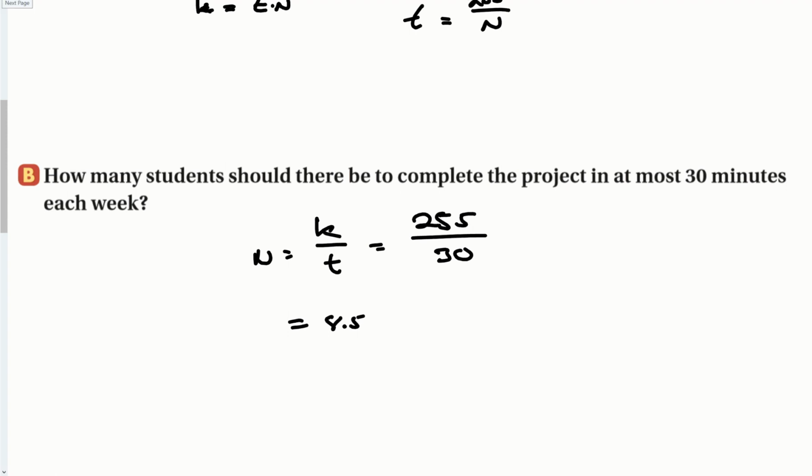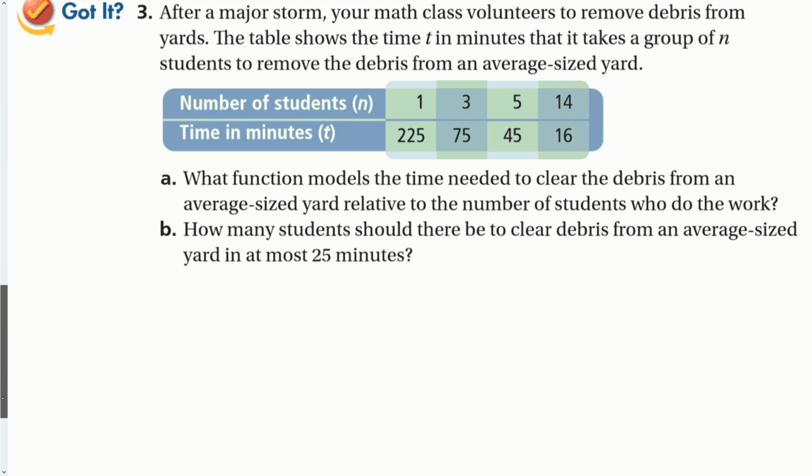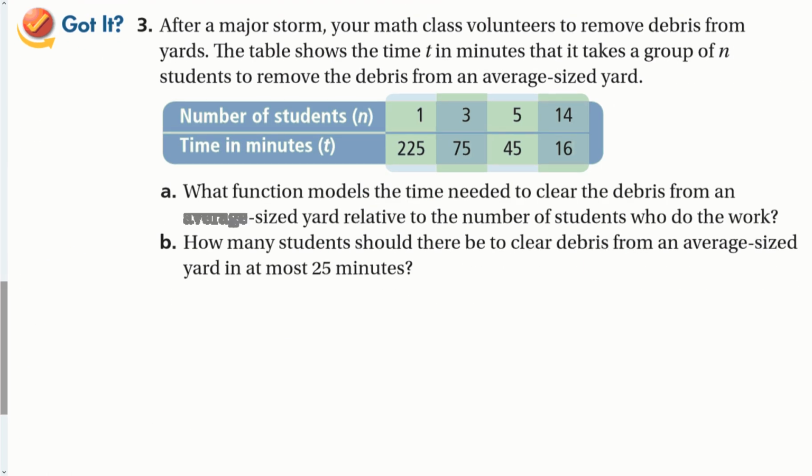Okay, let's try a Got a Problem. Same idea here. After a storm, your math class volunteers to remove debris from people's yards. Very nice of you. The table shows the time in minutes that it takes for a group of n students to remove the debris from an average size yard. So let's find k. Here k is going to be 225. 75 times 3 is 225. 5 times 45 is 225. And 14 times 16 is 224. So modeling data, we're close enough. So k is going to equal 225.